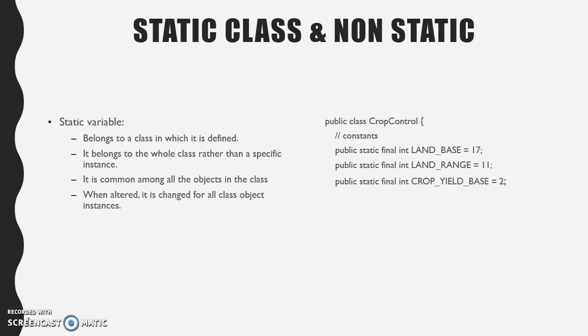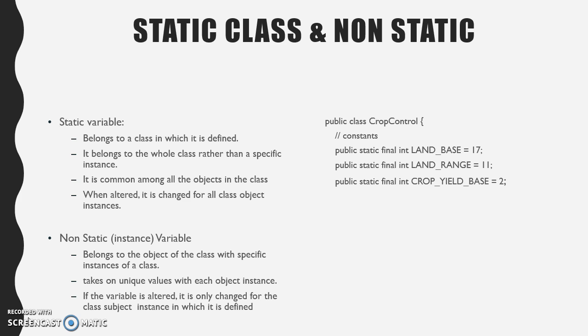We have in the crop control class the three constants shown: land base, land range, and crop yield base. All have values that remain the same in the crop control class unless they are altered.